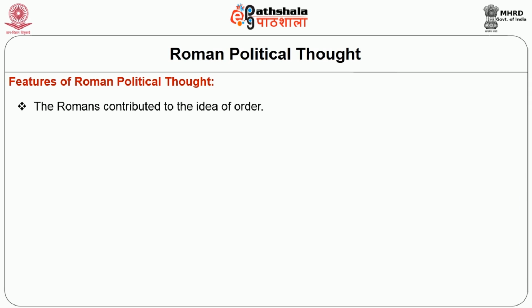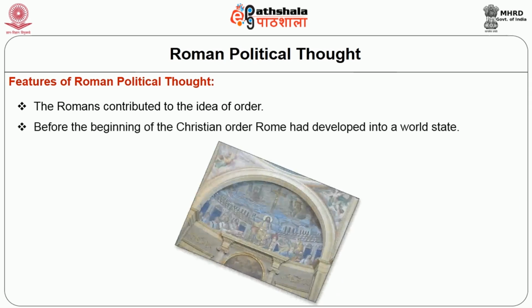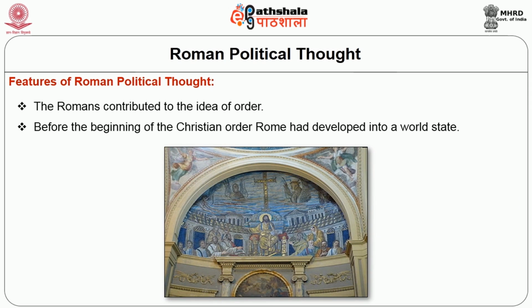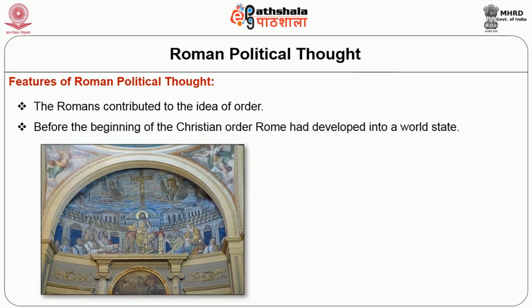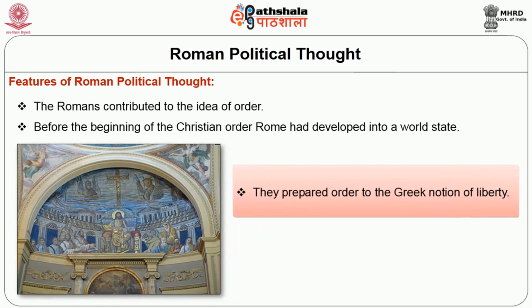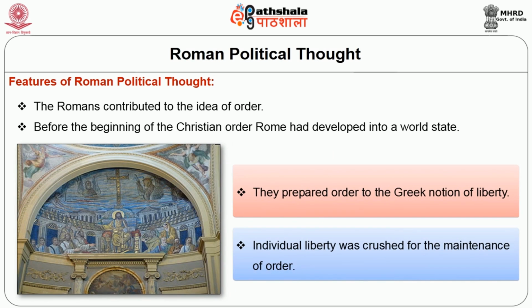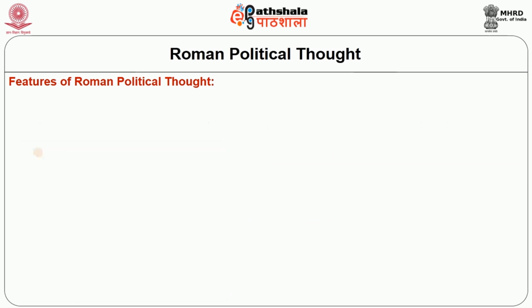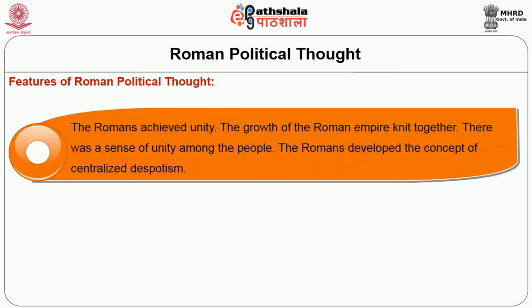The Romans further contributed the idea of order. Before the beginning of the Christian order, Rome had developed into a world state. They preferred order to the Greek notion of liberty. Individual liberty was crushed for the maintenance of order. The Romans achieved unity. The growth of the Roman Empire knit it together, and there was a sense of unity amongst all the people.